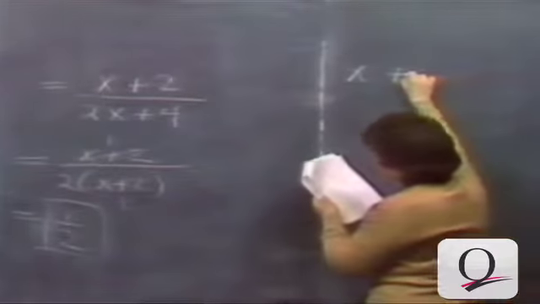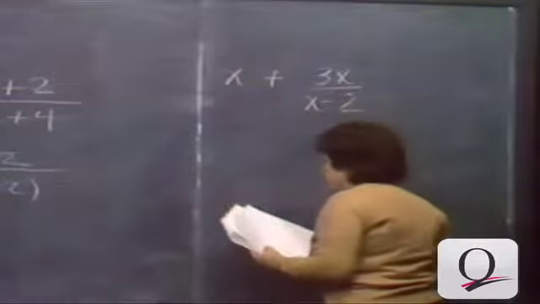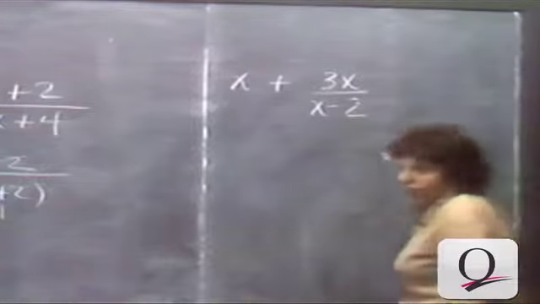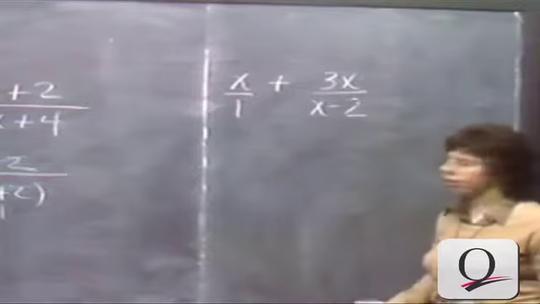x plus 3x over x minus 2. Okay, we want to add fractions. We really do have fractions here. x is really x over 1.